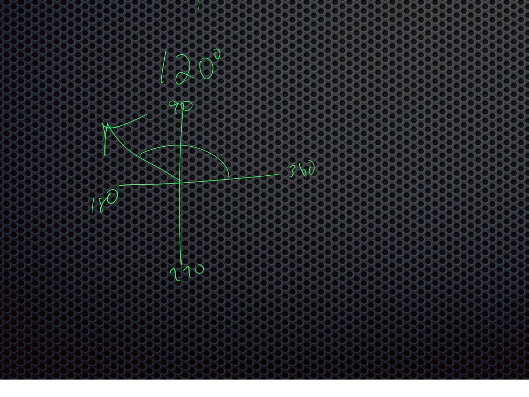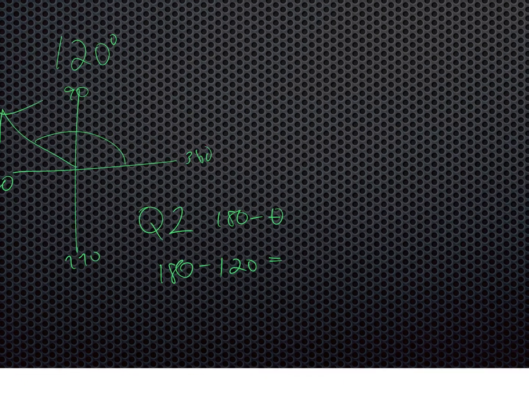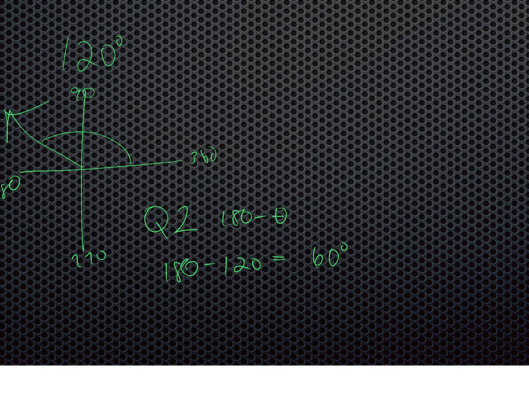So what is the rule for Q2? 180 minus theta. So 180 minus 120 gives me 60 degrees. Is 60 an acute positive number? Yes. But I started off in radians, so what should I do? I need to convert back.